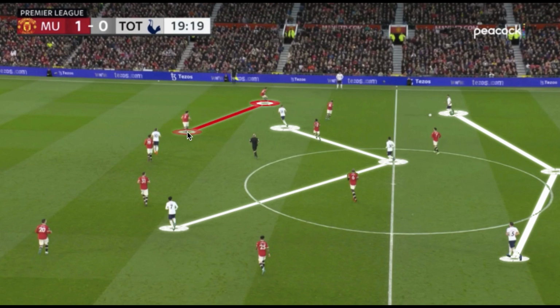Then we see the interesting dynamic with Matic using his man orientation, as we just mentioned, against Son to then form a makeshift back five. So with three central defenders and the advancing of Son, this allowed him to maintain Manchester United's numerical superiority against runners in behind like Heung-min Son.